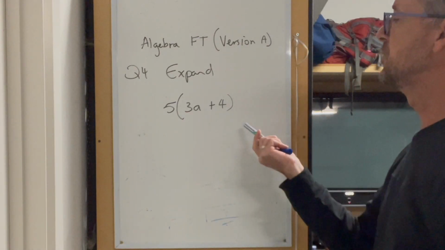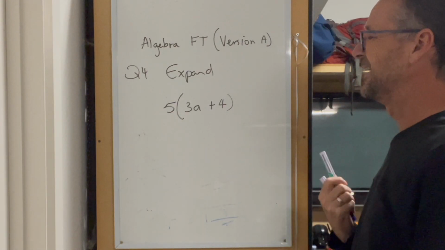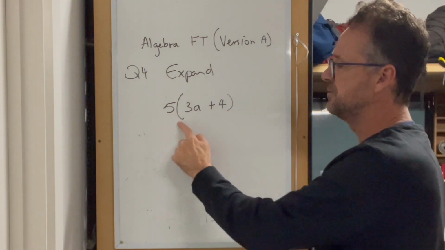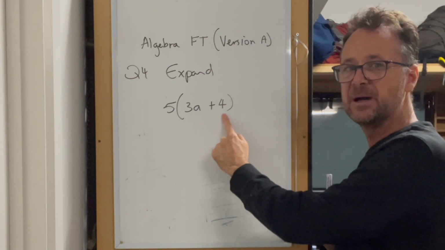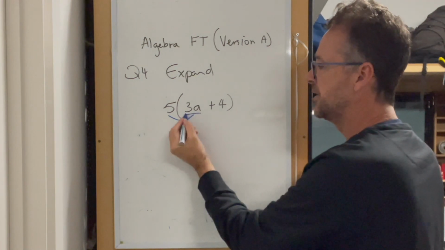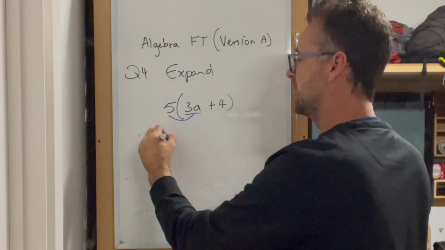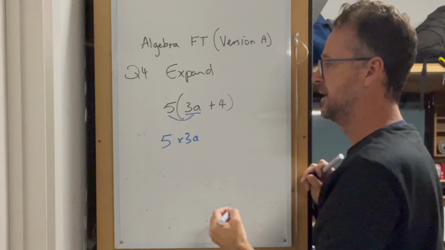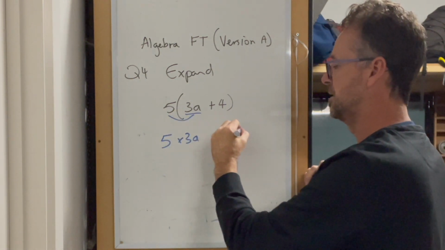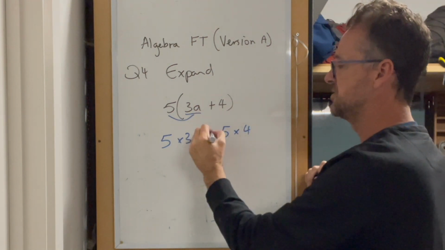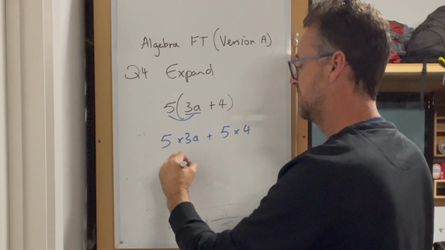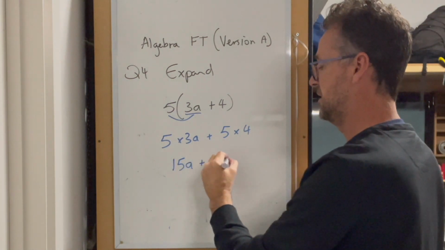Okay, question 4 is an expansion question. Typically with these questions, the error most kids make is they'll do this to this, and then they leave the second part alone for some reason. So we've always got to make sure we're doing 5 multiplied by 3a. Okay, so it's 5 times 3a, and then it's going to be 5 multiplied by 4. Okay, and we're adding those together. So that's going to give us 5 by 3a is 15a plus 20.